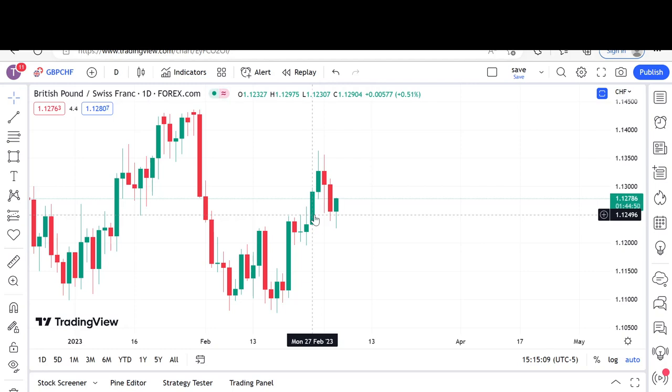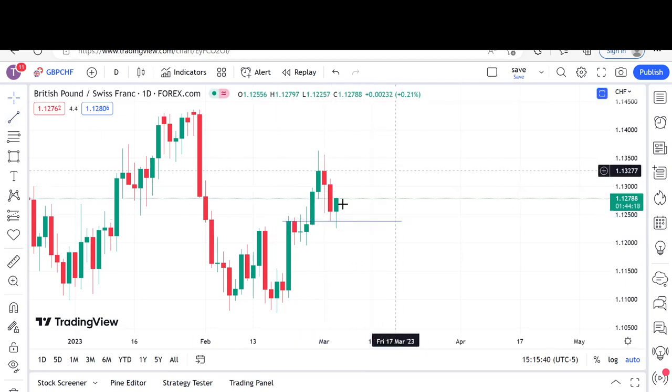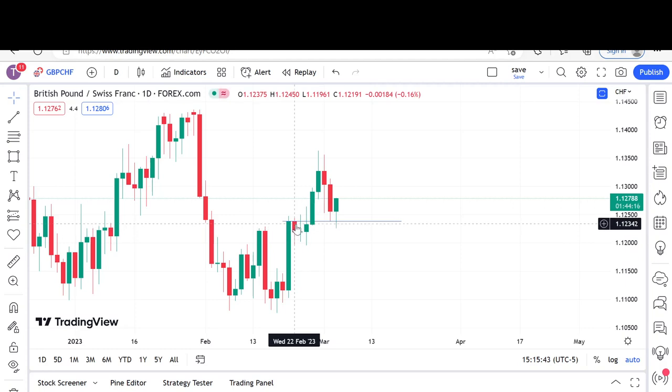Okay, that's number one. For something to be an A plus setup, we have to ensure that we are trading with the overall trend. We want to be trading with the trend, with the market structure. Next, we need a higher time frame level. This is very important. We have a higher time frame level right here. This is a daily bullish order block.